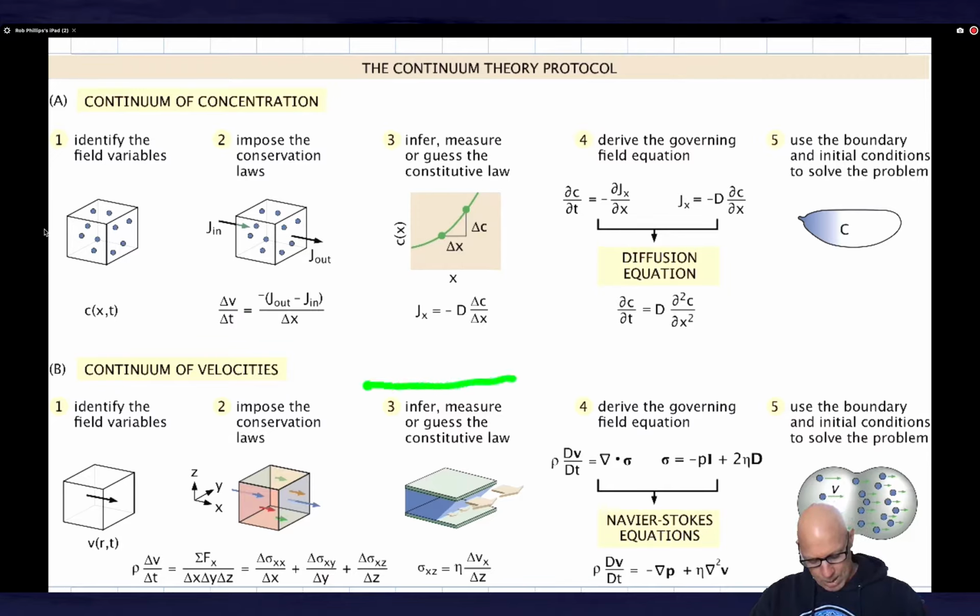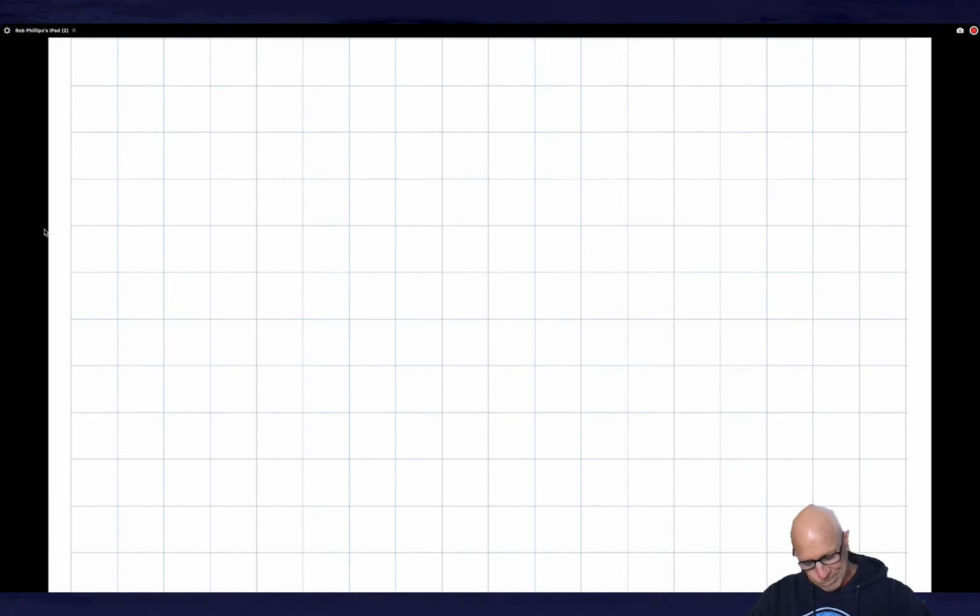So what we're going to do now is talk about the third step in the continuum theory protocol, which is we need to figure out the constitutive law. And when I say the constitutive law, what I mean in this case is the relationship between the stress tensor and the velocity field. So that's the connection that we need to make at this point.